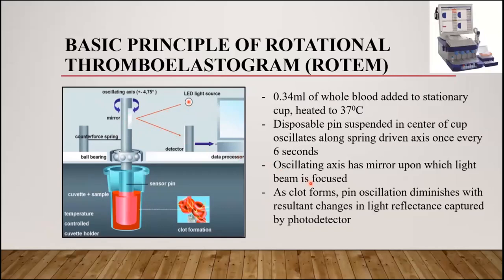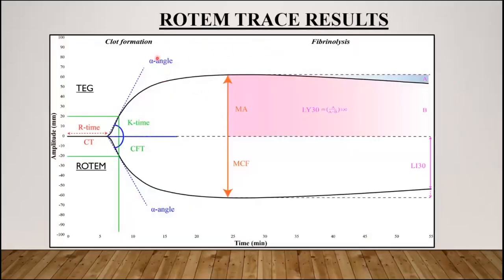Now when a clot forms, the pin oscillation will diminish and there will be a resultant decrease in the light reflectance which is captured by the photodetector, and these changes will then be processed and we will have a ROTEM trace. Now this is the ROTEM trace. The ROTEM trace looks very similar to what we have in TEG. However, there is a change in the various nomenclatures.